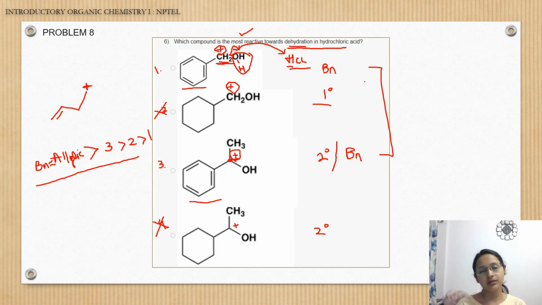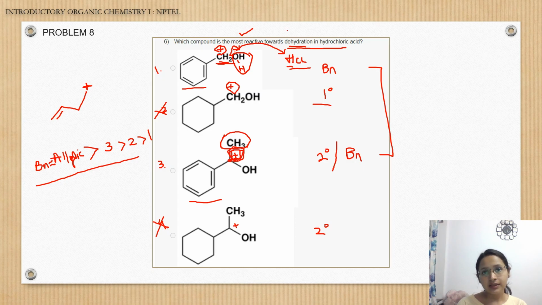Third one. Because the positive charge here is stabilized by the benzylic species, fair enough. But you have a methyl group also present here. So what will this methyl group do? It is electron releasing. Yeah, it is an electron releasing group. So that is why it is stabilizing your positive charge very much.